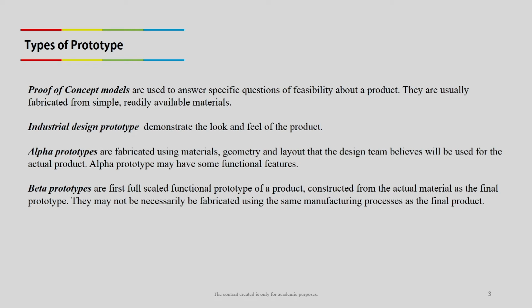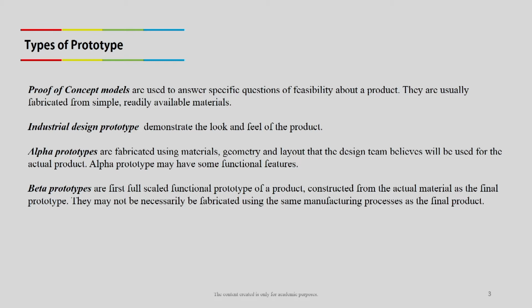Next is industrial design prototype. The main objective of an industrial design prototype is to showcase the look and feel of the product. Next comes alpha prototype. Alpha prototypes are fabricated using materials, geometry and layout that the design team believes will be used for the actual product. Alpha prototype may have some functional features. In making an alpha prototype, the actual manufacturing process may not be used, but the actual material and geometry will be used.